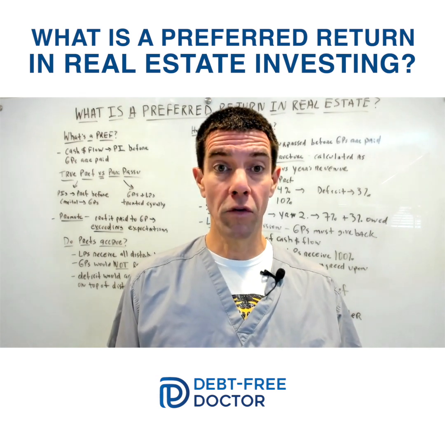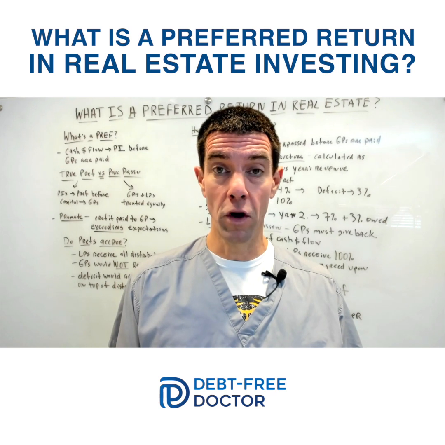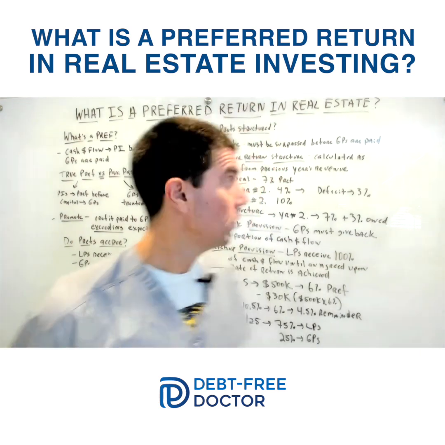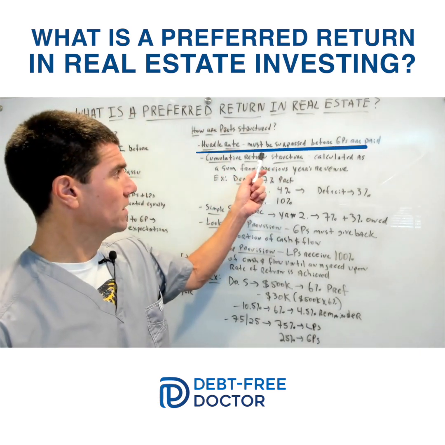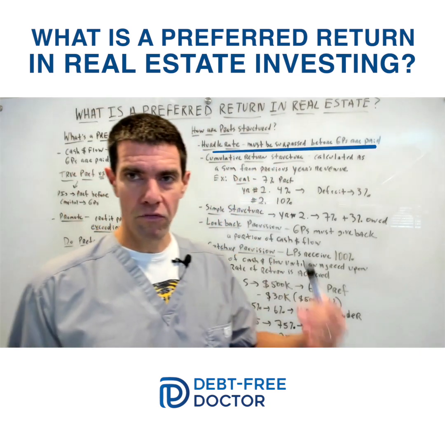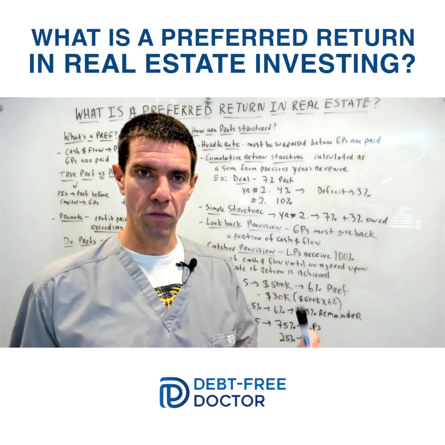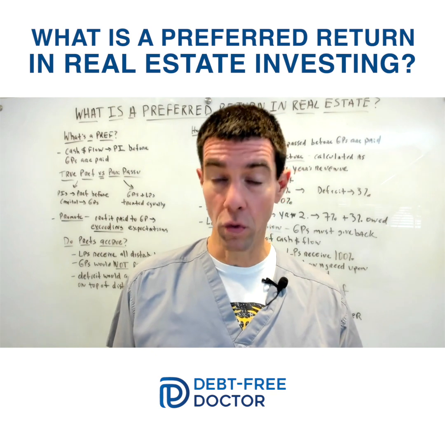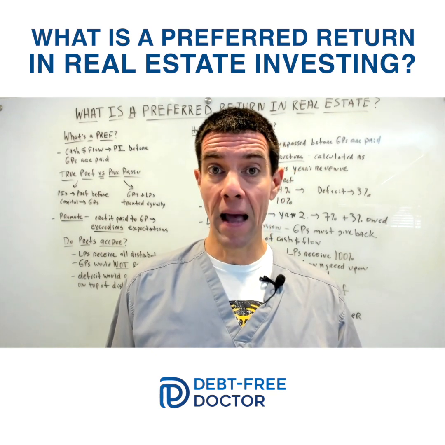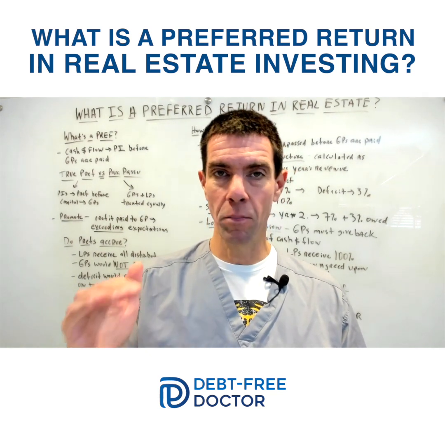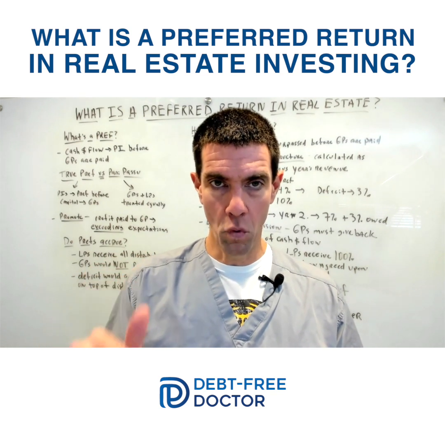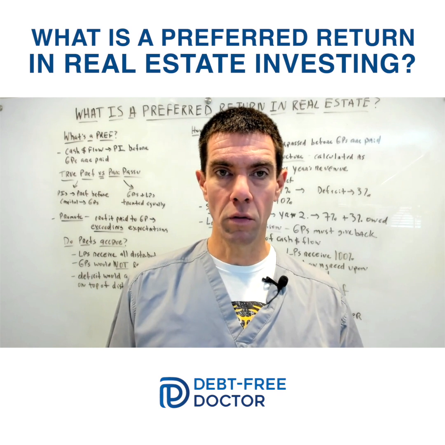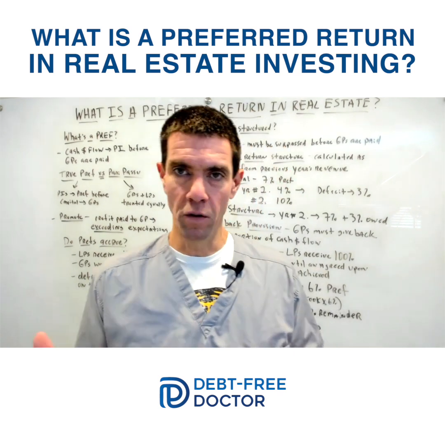Now, there's multiple different ways that these preferred returns can be structured. The first one is called a hurdle rate. The hurdle rate is a rate that must be surpassed before the general partners are paid. For example, a pref hurdle of 7% means that the passive investors must achieve a 7% return before any other money flow occurs. Now, return hurdles can range anywhere from 5 to 12%.